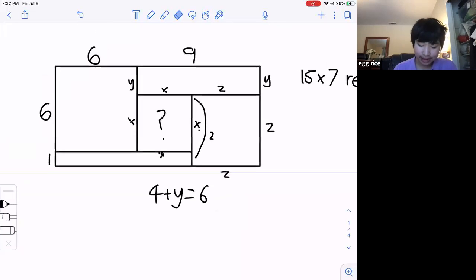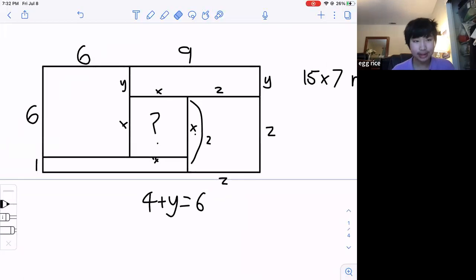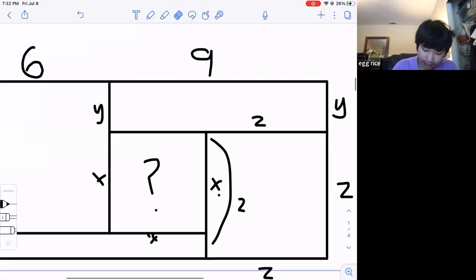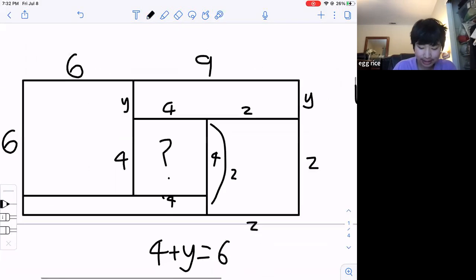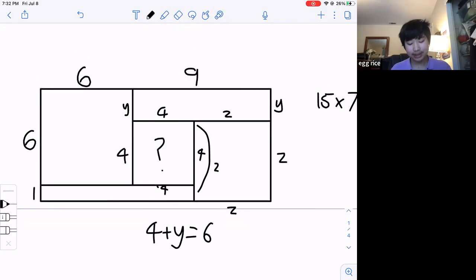So now that we know that 4 plus y equals 6, can anyone see what y is? I sort of just figured out the answer, just what x is. So if we have 4 like this, can anyone see how we can figure out what y is? If this is kind of confusing, basically what we're doing is working backwards to find out what kind of process we can use to figure this out.